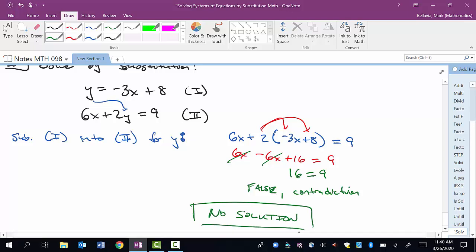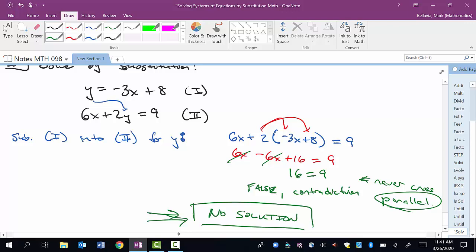The reason is that this tells you the lines never cross. If lines never cross, it really is telling you that they're parallel. But the answer here, the actual answer you need to write, is no solution. The reason it's no solution is that these lines are parallel lines. In other words, if they're parallel lines, they never intersect. So there is no solution for them.